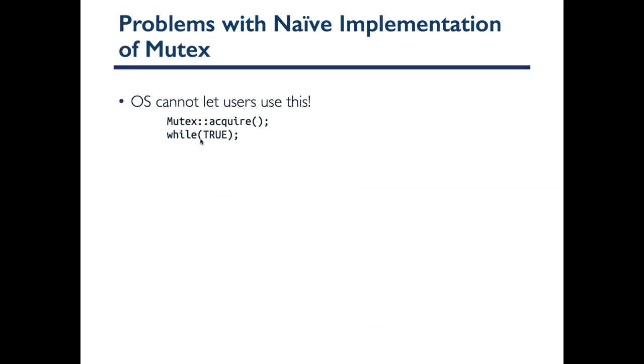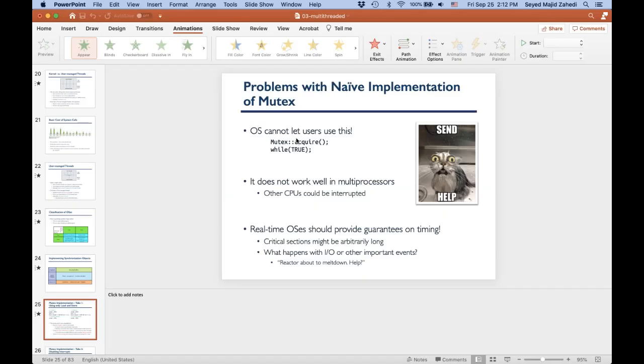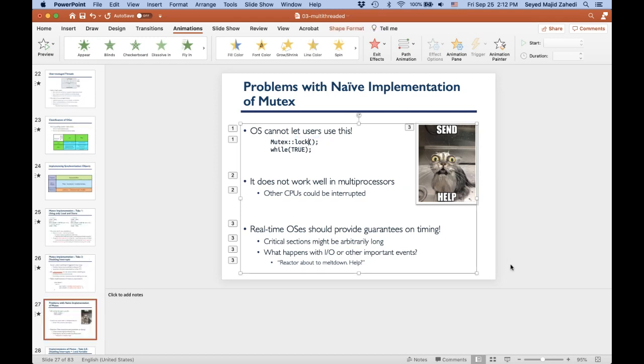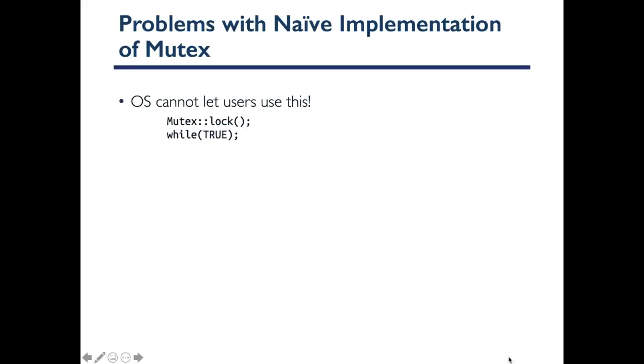Now, there are definitely problems with this implementation. The first of which is that we cannot let user space programs use this. Why? Because they could lock the mutex and then do a while loop. So this is dangerous. Why? Because here you would disable interrupts, and then this guy is going to do a while loop. And nobody can now take away the processor from this thread. Because interrupts are disabled, even if the timer goes off, it's not going to interrupt this process. So basically, you're screwed, right? So you cannot give this lock implementation to the user program to use.